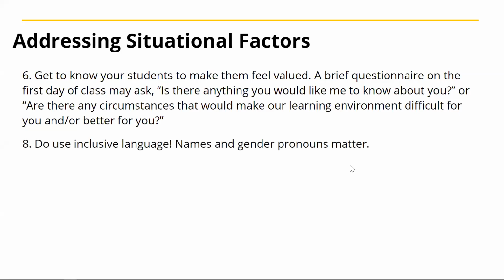Do use inclusive language. Names and gender pronouns matter to students, thus they matter to student success. So make sure that we're asking students their names, not calling names from a roll from Banner or As You Learn, but rather allowing students to share their own names with us and then consistently using those names, whether that's through email, through discussion boards, or in the Zoom synchronous platform, whatever platform we're using.